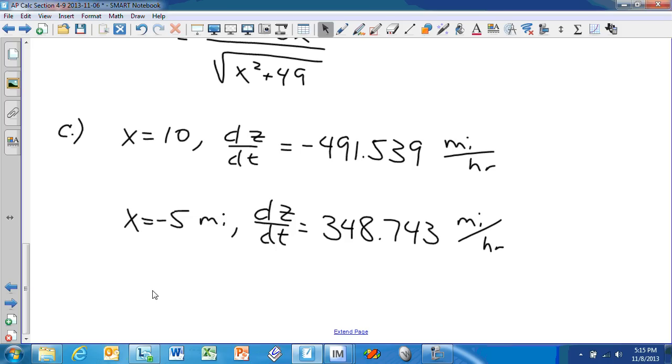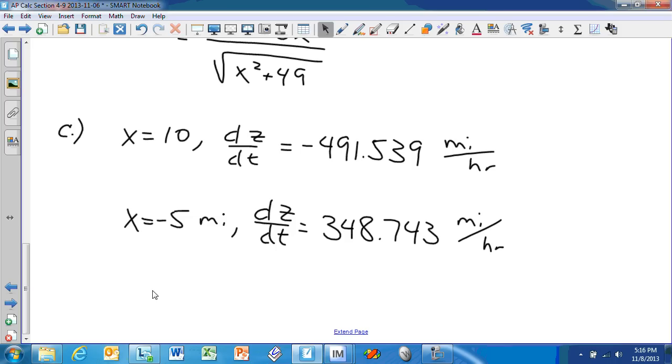If you look at what's happened at x equals negative 5, now here the plane's already gone past us. So because the plane has gone past us, that means the straight line distance between us and the plane is now increasing. So because z is increasing, its rate must be positive, roughly 350 miles per hour.